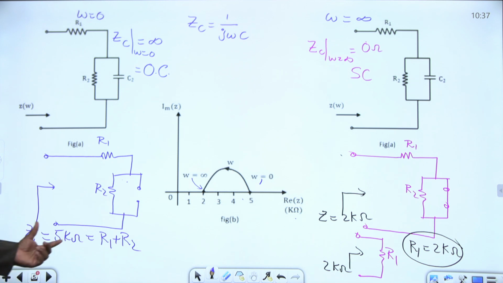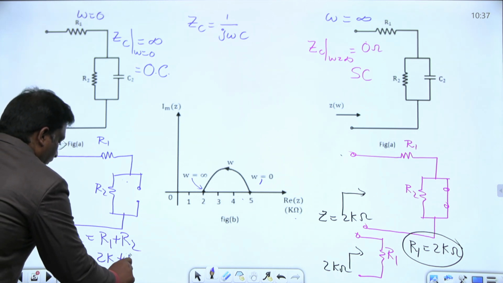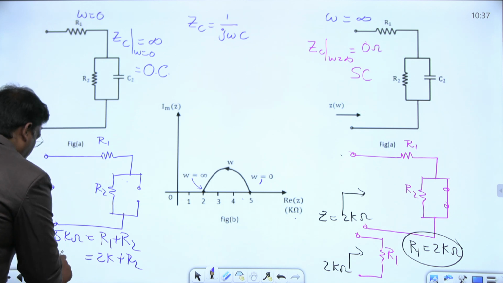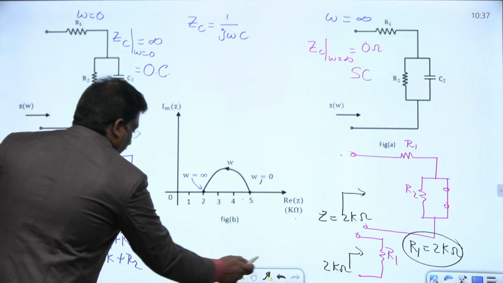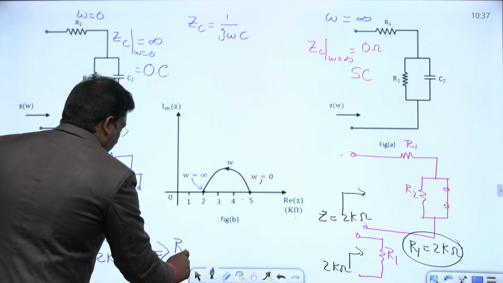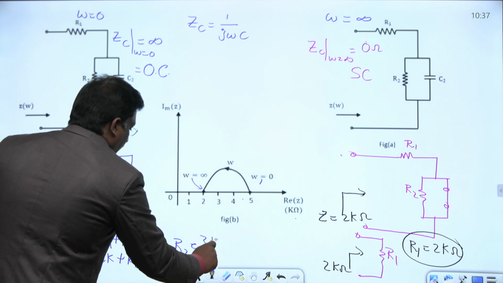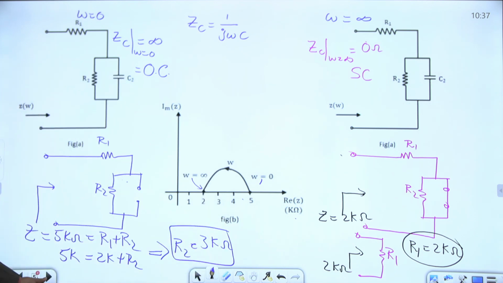Therefore, can you please tell me what is the value of R2 then? This is 2K plus R2, and this is 5K. Then what is the value of R2? R2 equals 3 kilo ohms. Can you please answer right now? What is the answer?